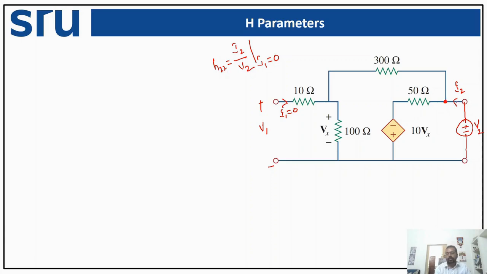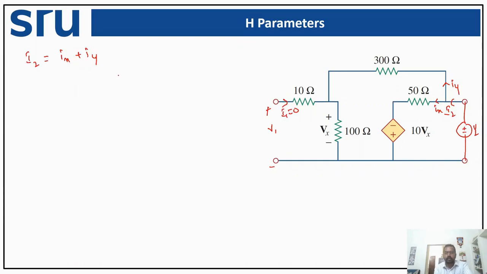So your incoming current is I2, and let us say we are having a current Ix in this particular branch and Iy in this particular branch. So my I2 is nothing but Ix plus Iy. So how do we find this Ix? Ix is the current flowing through 50 ohm. So how do you find the potential difference across these two terminals? So what is Ix? Ix is a current flowing through the 50 ohm branch.